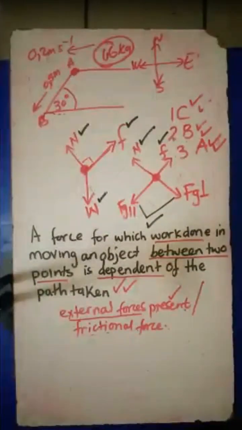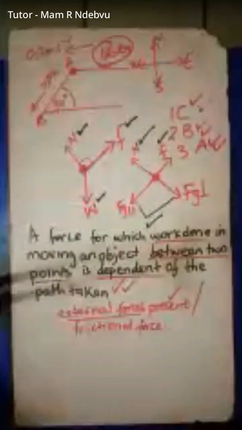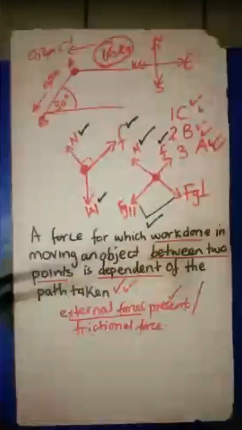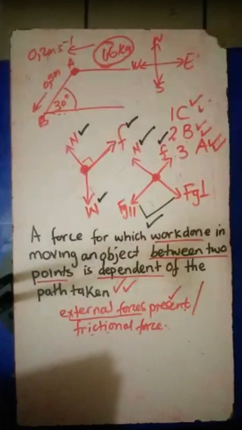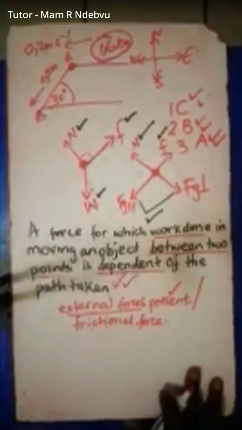Right. Next question. Calculate the frictional force experienced by the rock as it moves from A to B, if the coefficient of frictional force between the rock and the surface is 0.12. Right. One mark was the formula. Which formula are we using?